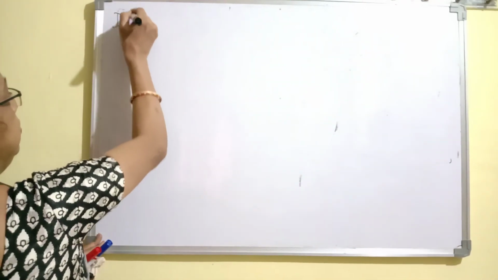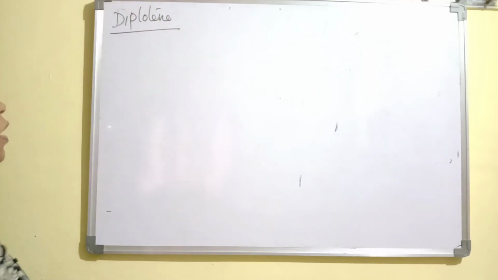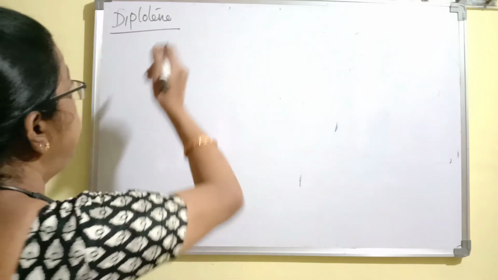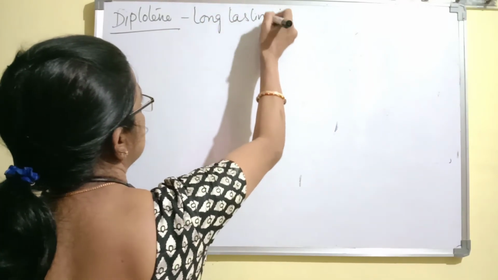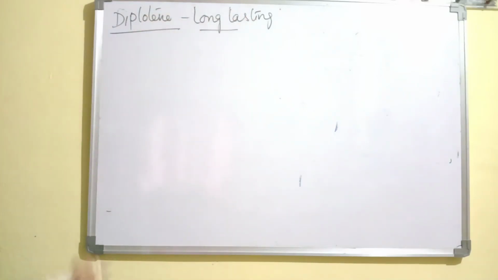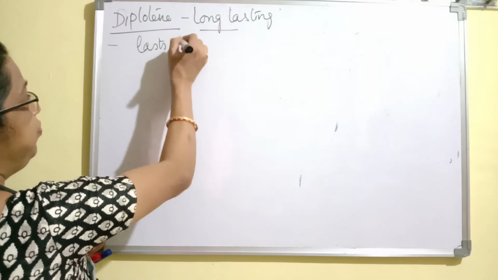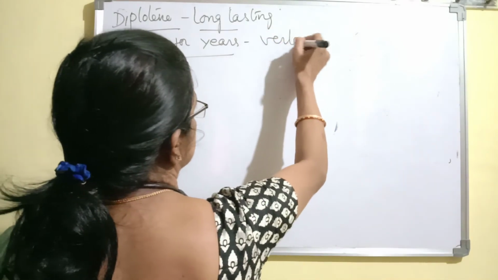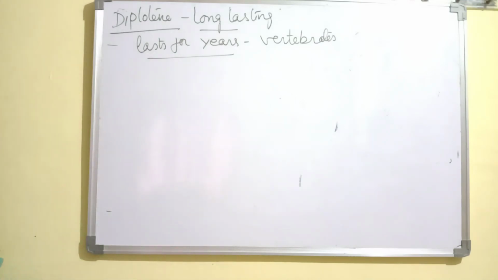So in diplotene, out of all these stages in prophase 1, diplotene is considered a long-lasting stage, because in some vertebrates, like amphibians, it lasts for even years. It is found to last for many years, like in the oocytes of amphibians.